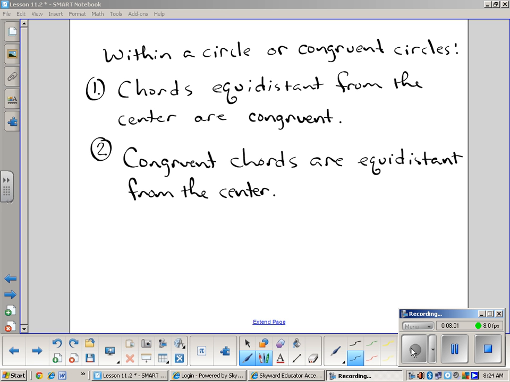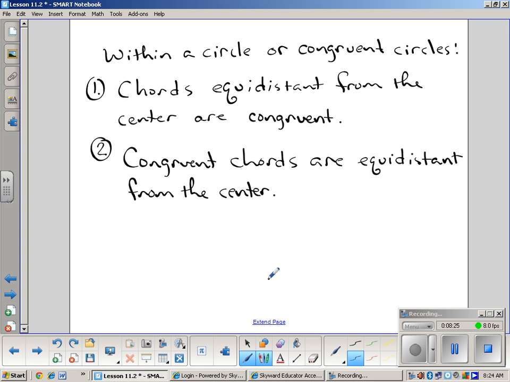So within a circle or congruent circles, chords are equidistant from the center, and chords equidistant from the center are congruent. And two congruent chords are equidistant from the center. So they're converses of each other, these two statements. So it's really an if and only if statement.